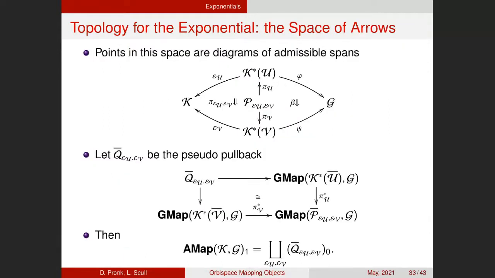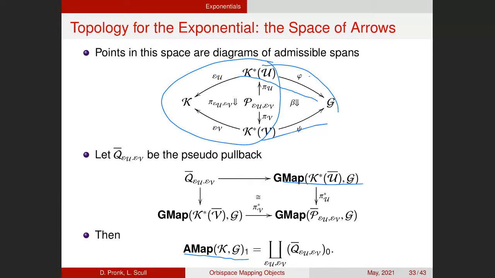The points in the space of arrows are diagrams like this, as we had talked about before. The idea is again that this part is just indexing, and so we get a disjoint union for A-map K G1, a disjoint union over the epsilon U, epsilon V pairs, and then I just need to topologize the triples phi, beta, psi that fit on the right-hand side. You do that by taking the pseudo pullback of G-map K upper star U bar G. This is looking at the top part here that goes here, and then the bottom, the psi, is sitting here.